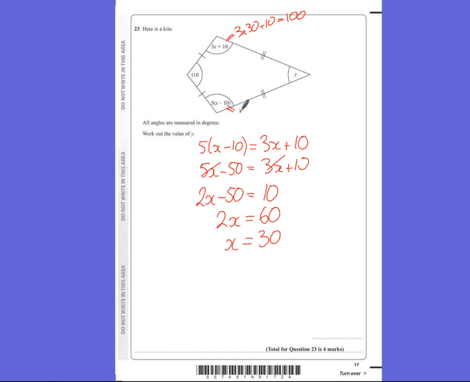And we already said that this should be the same. So that should be 100. But just to check, 30 take away 10 is 20, times by 5 is 100. So both these are 100. The next thing we need to do is know that in a 4-sided shape, all the angles should add up to 360. So we're going to do 360, take away these 3 angles that we've now got, which is 110, 100, and 100. So that's 310, take that off, we'll be left with 50 degrees for y.